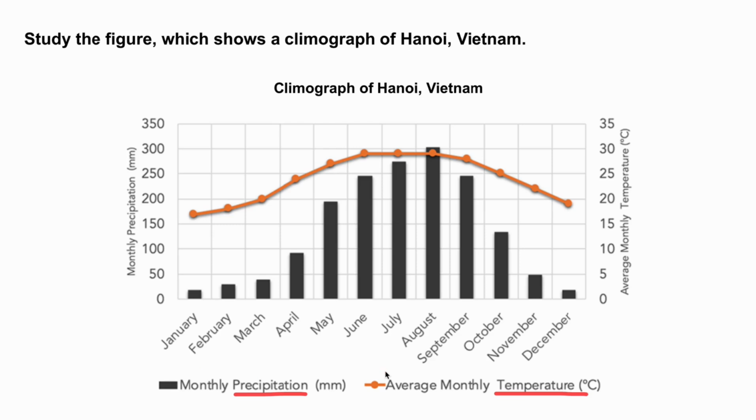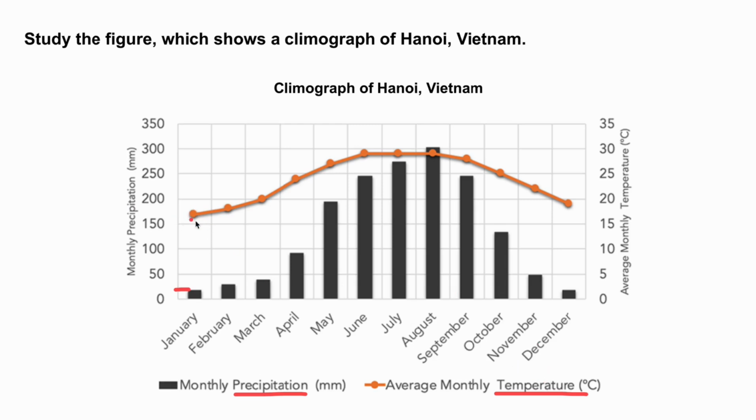For the graph you see here, you will realize other things as well. For example, precipitation is on the left and temperature is on the right. So you must be able to know which side of the graph you're looking at. In this case, the graph has a primary axis as well as a secondary axis. Let's look at January, for example. If you're looking at precipitation, you want to map it to the left, because the left is about precipitation. So in January, this is roughly about 20 mm of rainfall in Hanoi.